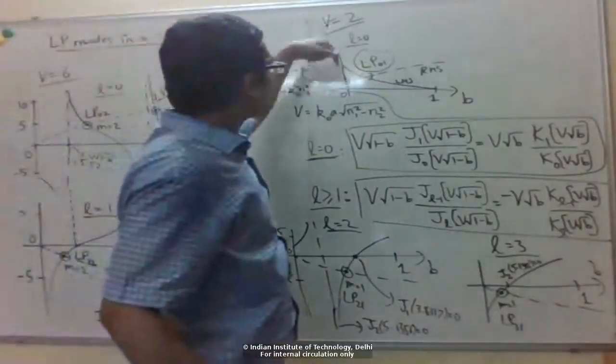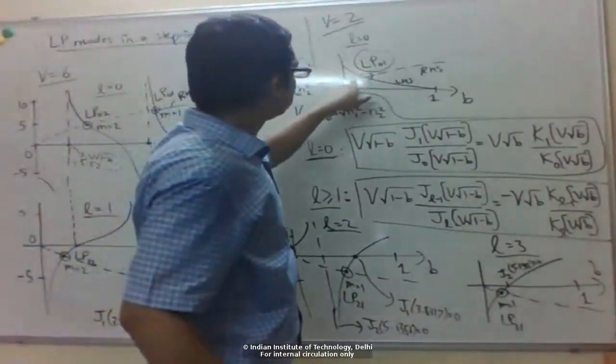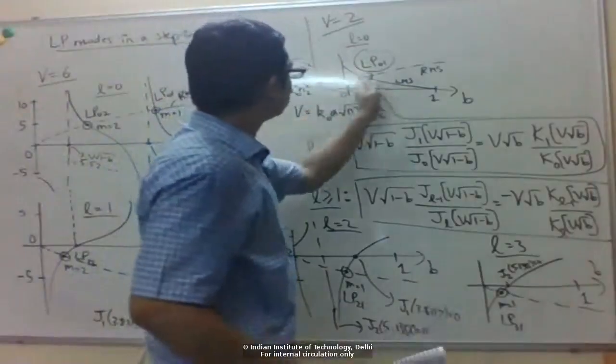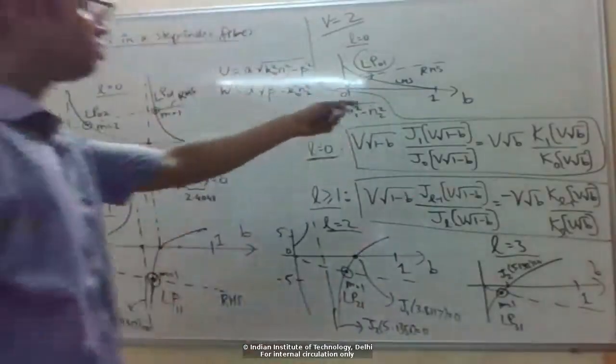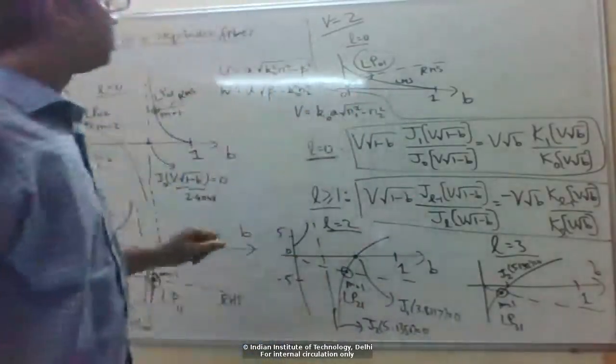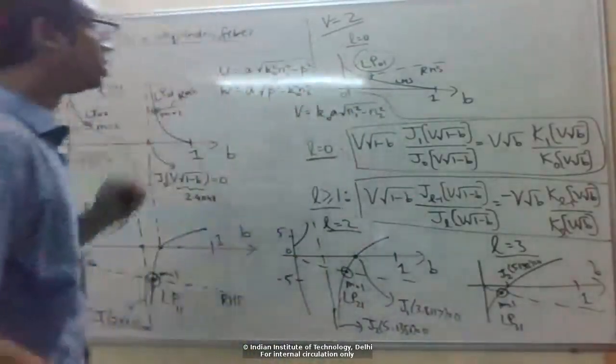Right? And you can see the smaller I make V, this intersection goes towards 0 and towards V equal to 0 more and more. So the mode is less and less guided. The value of B becomes smaller, but it always exists.